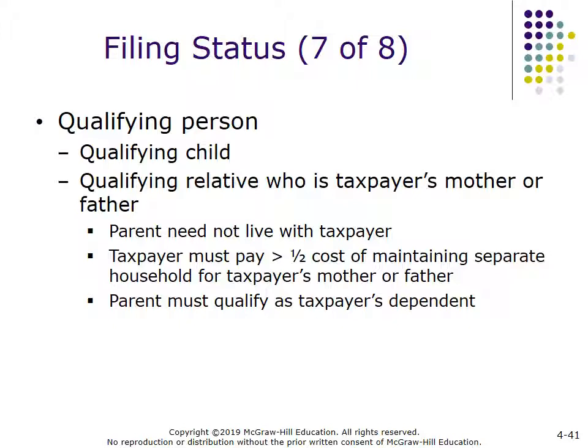So you don't need a qualifying child for head of household status. You need a qualifying person. A qualifying person is a qualifying child, dependent, or a qualifying relative who is the taxpayer's mother or father. The parents do not need to live with the taxpayer. The taxpayer must pay more than half the cost of maintaining a separate household, and the parent must qualify as the taxpayer's dependent.